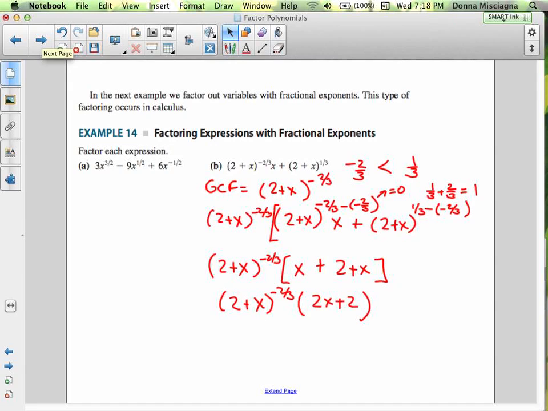So it looks tricky at first, but just remember, you can only factor out the smallest exponent, and when you're dividing, just remember to subtract exponents of like bases to divide.